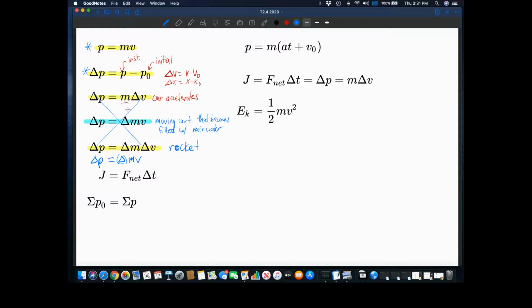Now, this next formula introduces a new variable, J, and that is a new concept. It's called impulse. I will use J throughout the course, but others will use a capital I, but I will use J throughout. And then we have F, which stands for force. And then we have net.